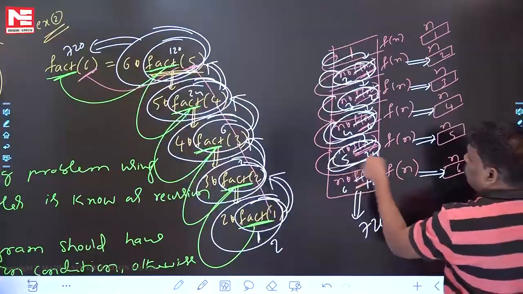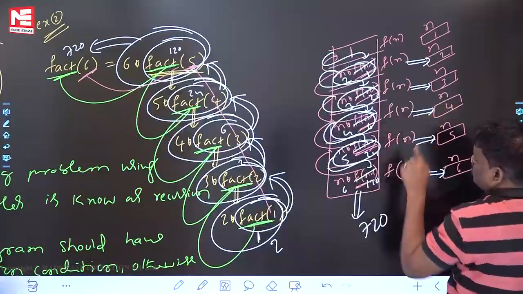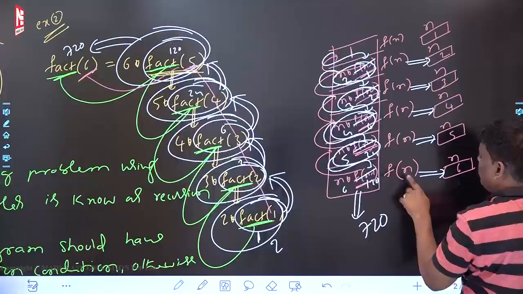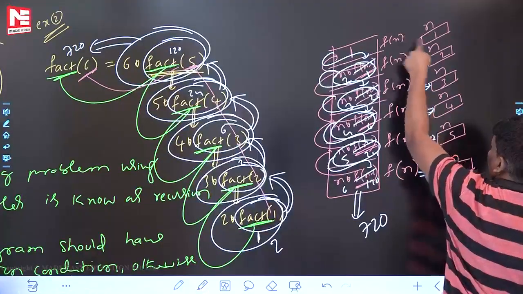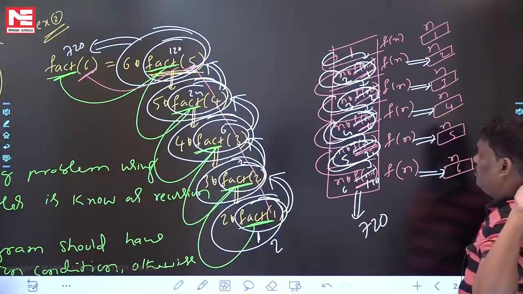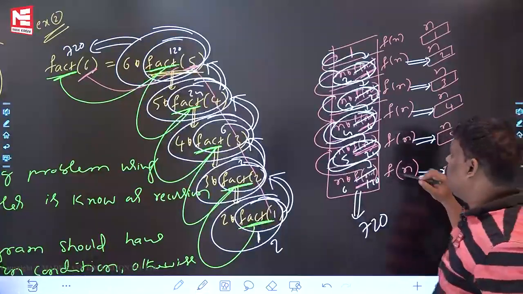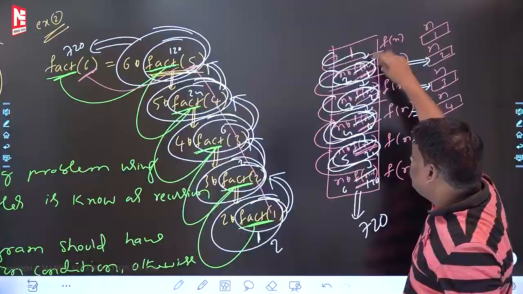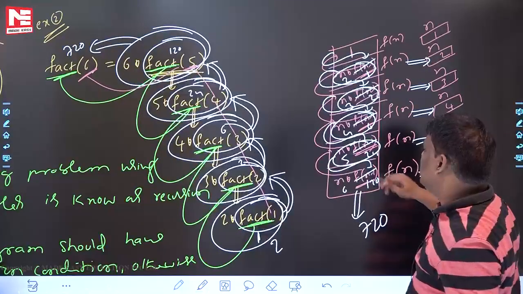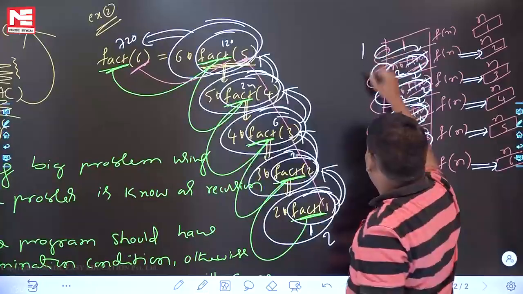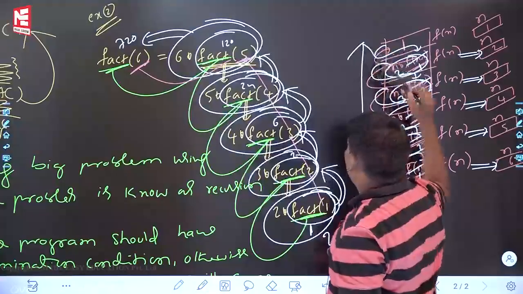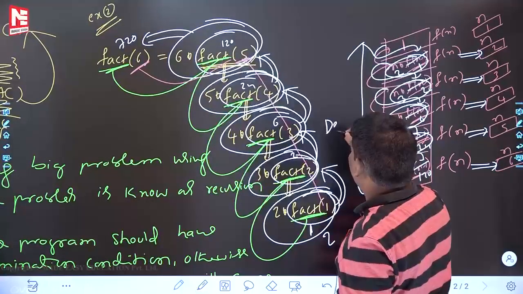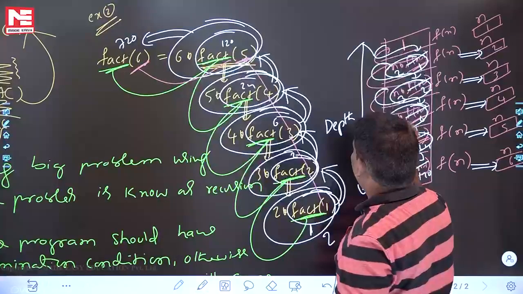See this one. Same code, same function name. Number of parameters also 1. Parameter name also n. But the value keeps on changing. And one more thing. Can you help me now? How many stack units did you utilize? I think 6 stack units. This is called depth of the stack. Whenever recursion is going on, how much stack space you used, that is called depth of the stack.